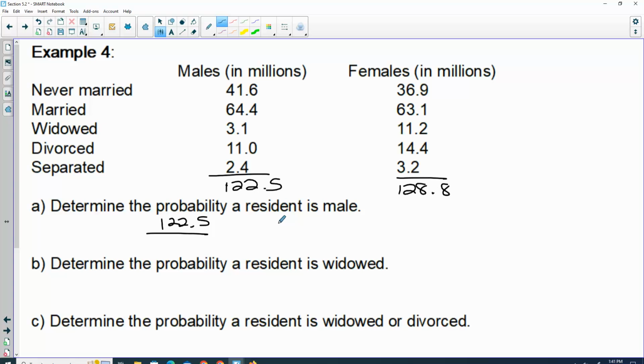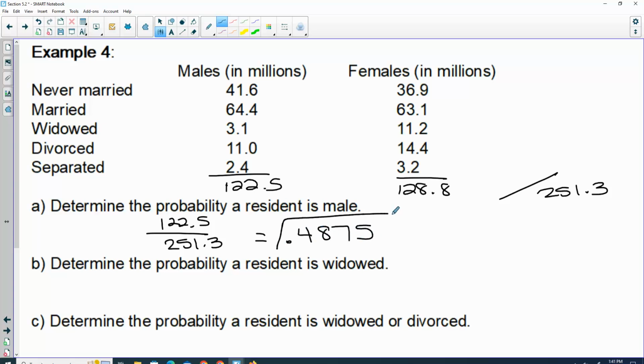251.3. Okay, we have to add both of those together, so our grand total. 251.3. We get 4875.